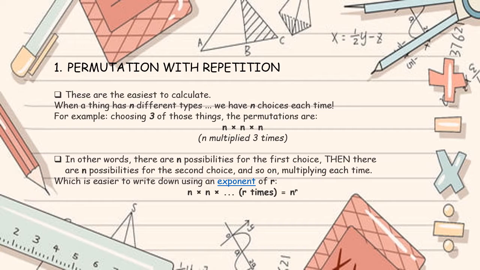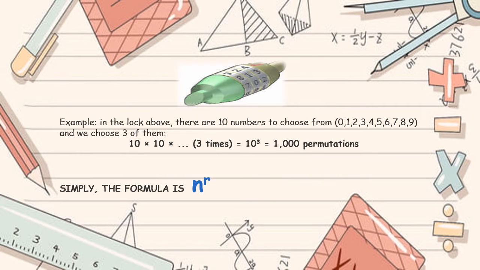Permutation with repetition. These are the easiest to calculate. When a thing has n different types, we have n choices each time. For example, choosing 3 of those things, the permutations are n times n times n, where n is multiplied 3 times. In other words, there are n possibilities for the first choice, then there are n possibilities for the second choice, and so on, multiplying each time, which is easier to write down using an exponent of r, which is n to the power of r.